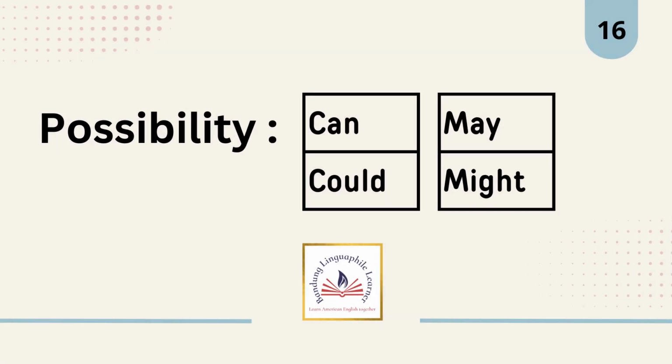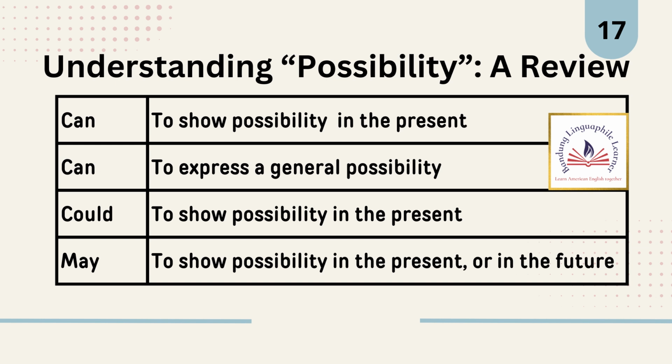Four modal verbs are commonly used to express possibility. 1. Can. 2. Could. 3. May. 4. Might. Understanding four modals that express possibility.